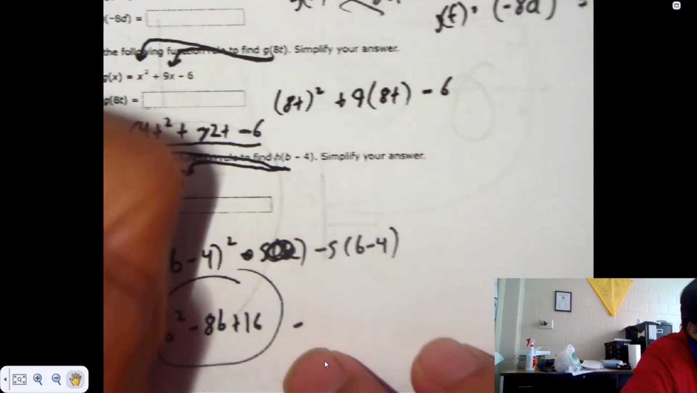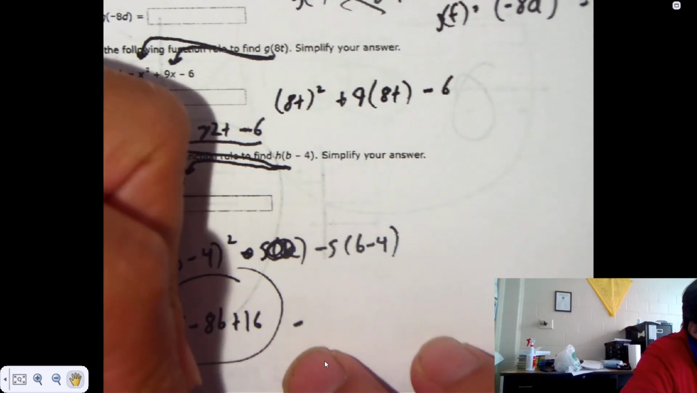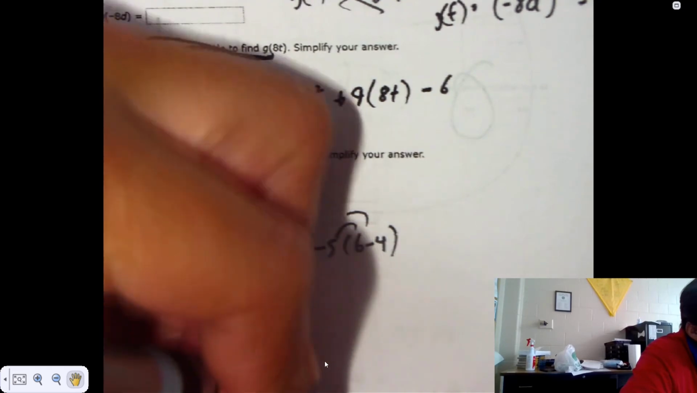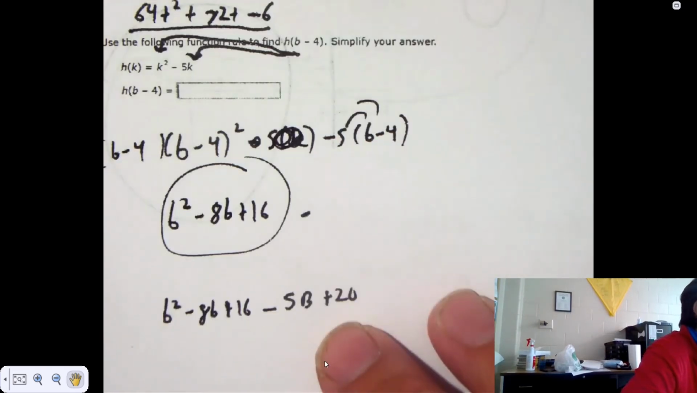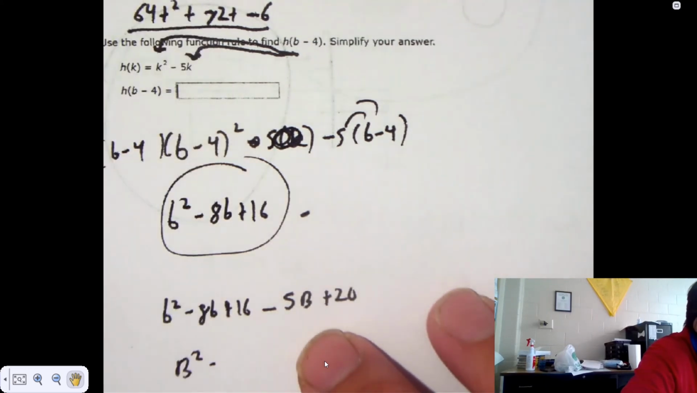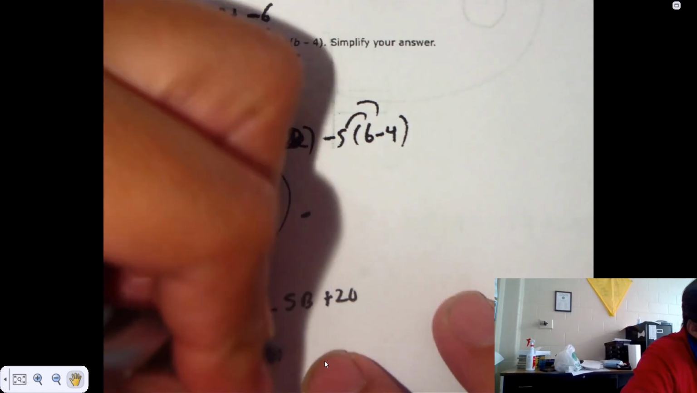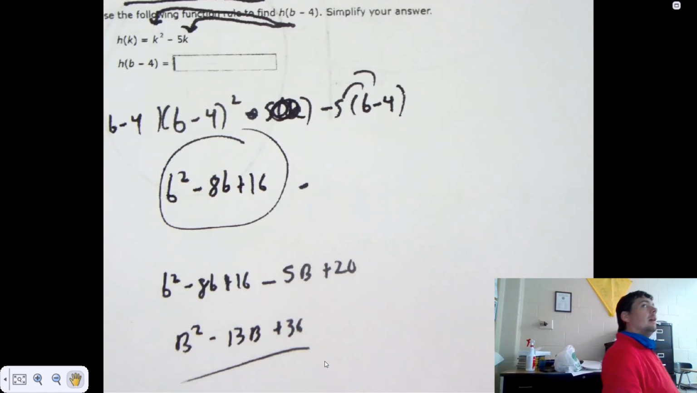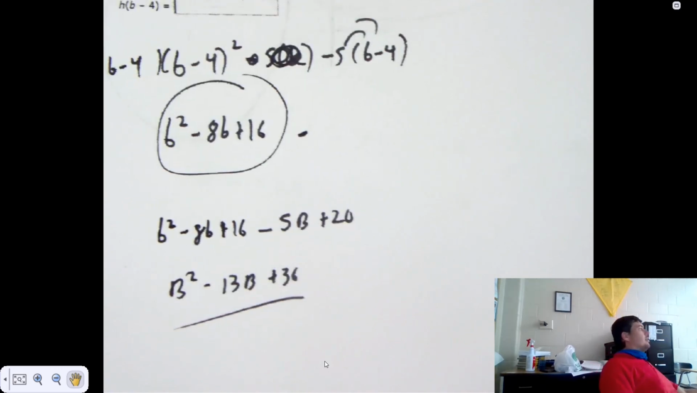So b squared minus 8b plus 16, we do the distributive property, minus 5b plus 20, and we just combine our likes and we're done with this thing. Looks like there are negative 13 b's, and 16 and 20 makes 36. And that will get you through 3 easy sections of IXL.